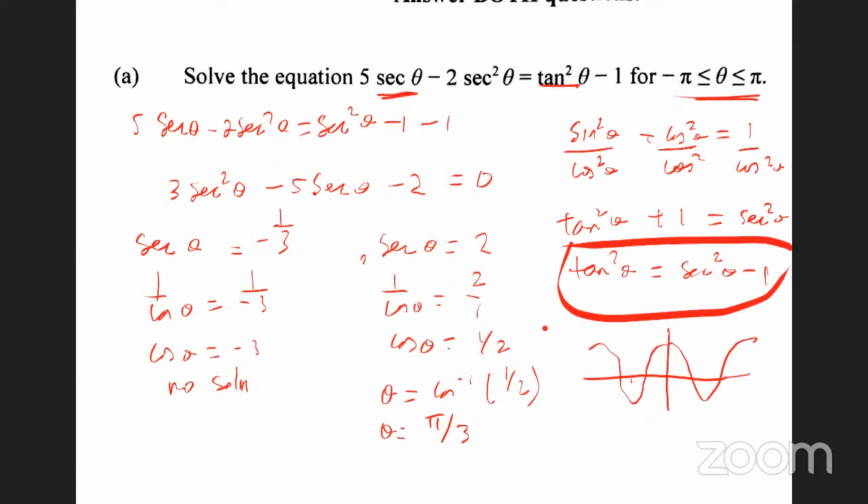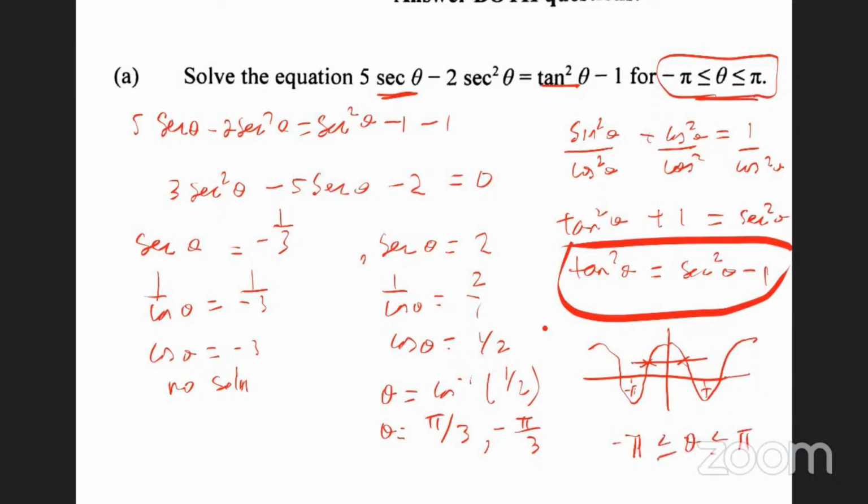So between negative pi and pi, it has two solutions that are kind of equidistant from the y-axis. So if one solution is pi on 3, then the next solution should be negative pi on 3. This little range changes the question a little bit, so it's important that you can sketch it properly. The only two valid solutions are pi on 3 and minus pi on 3. Draw this for cos theta between negative pi and pi.